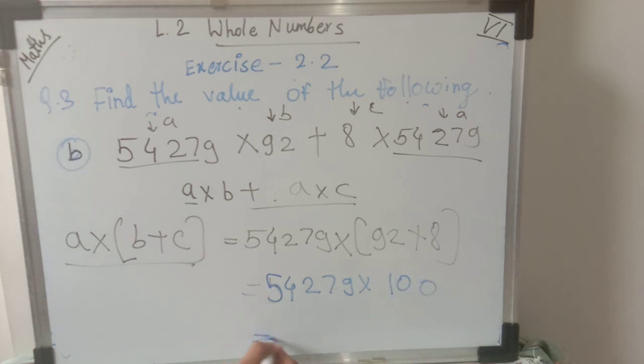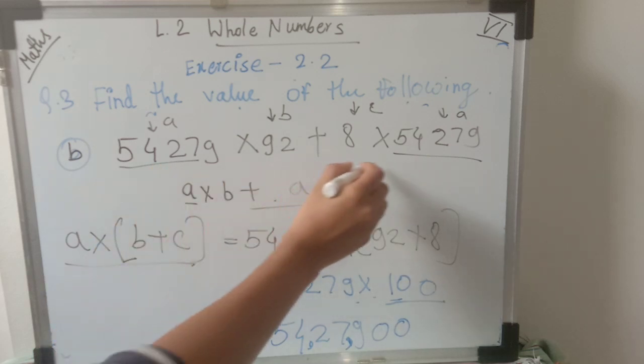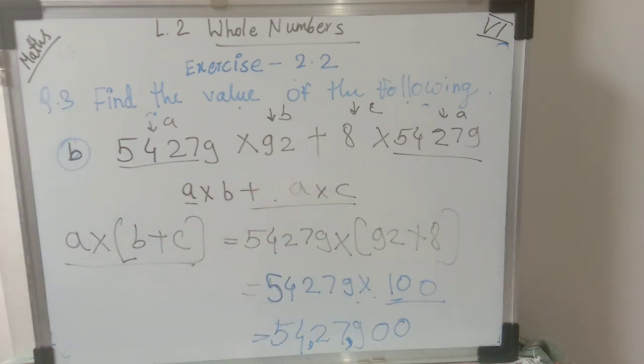It is very easy now. See, there are zeros and 1. How many zeros are there? Two zeros. Multiply this whole number with the 1 and we get the same number, 54,279, and now put the commas. So we got the answer 54,27,900. See student, these four whole numbers, with the help of the distributivity property, we have solved this problem and got the answer 54,27,900.